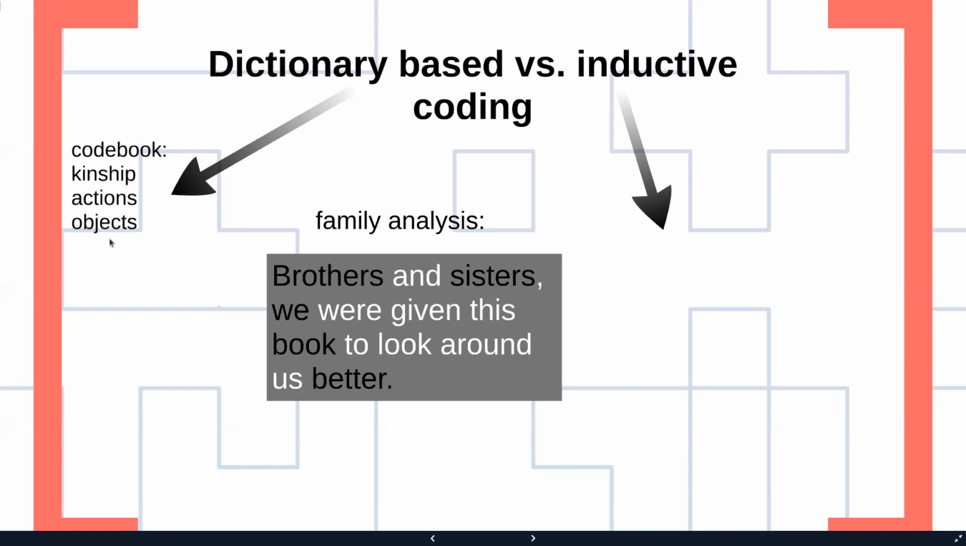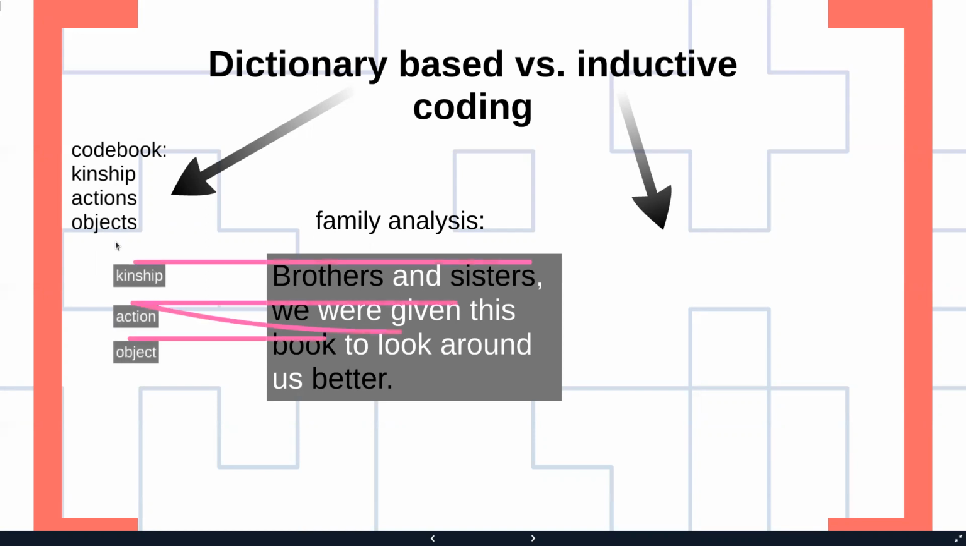So with this code book, we code the text and we find that there are kinship members, brothers and sisters. We see the action "were given to look around," and we code one object, which is book. So this is the procedure of deductive, or dictionary-based, coding.